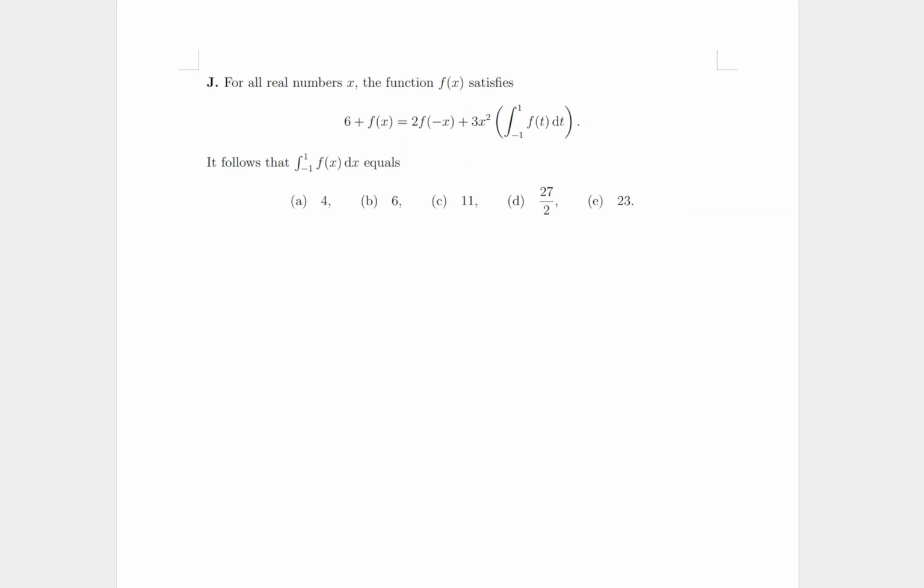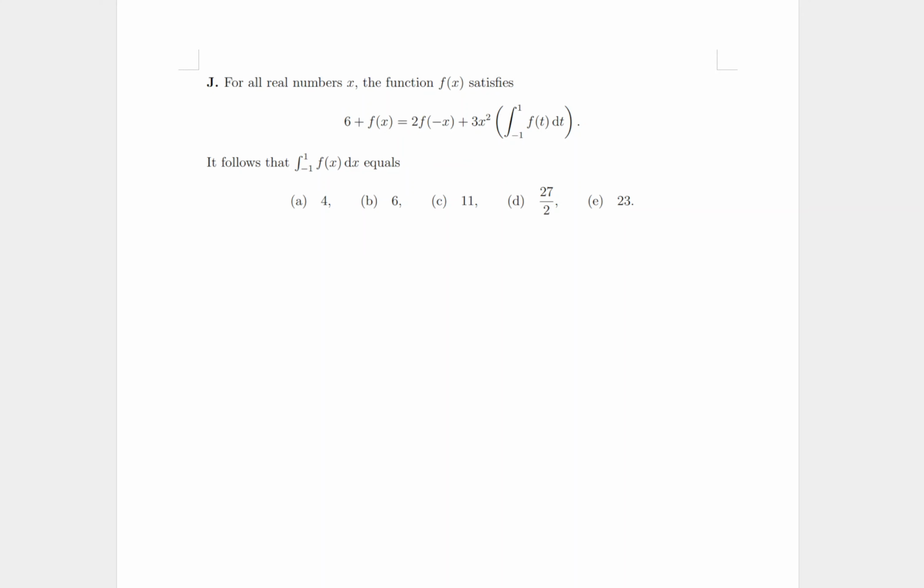Okay, so question 1J, a question that I really like actually. For all real numbers x, the function f of x satisfies the following equality. So it follows that the integral from -1 to 1 of f(x) dx equals how many?